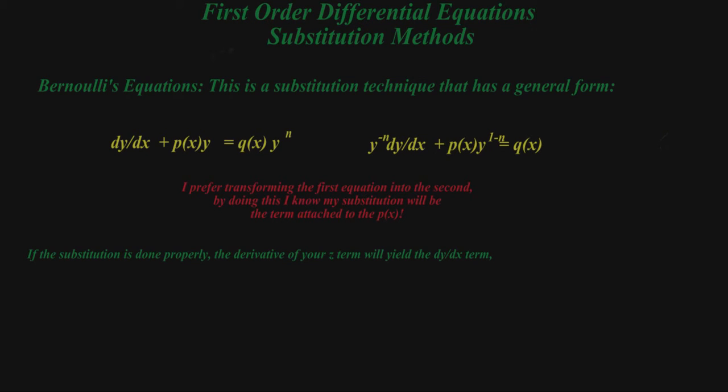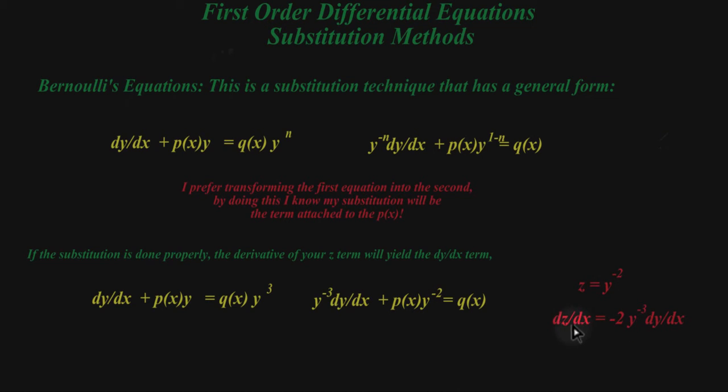Let's see a general example. If I had this form, doesn't matter what p of x and q of x are, I'm not going to solve this problem. I look here and I see some function y and then some function y cubed. If I divide both sides by y cubed, this is what I would get. I should be able to recognize this as a Bernoulli equation with z equaling that y to the negative 2, because it's whatever's attached to your p of x.